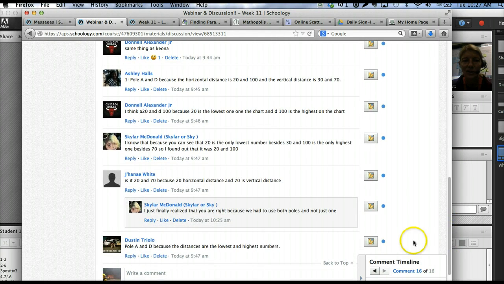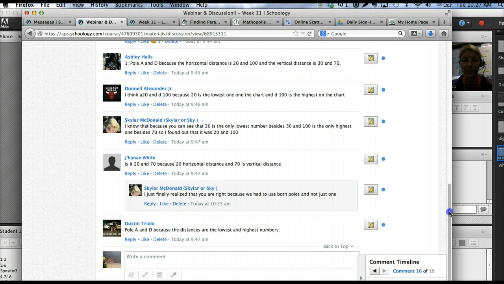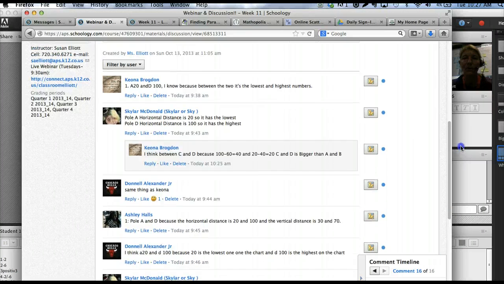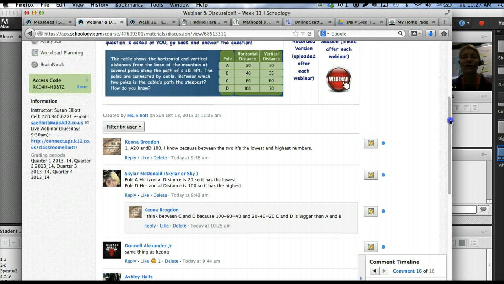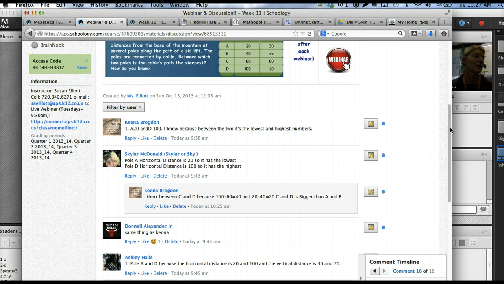So Skylar said, I just finally realized that you're right because we had to use both poles and not one. So Skylar, which two poles do you think is the steepest? Okay, so really the only person then, you guys, that has gone back in and told me between which two poles has been Kiona. Okay, so here's your homework assignment right now, because I'm going to let you off, and then we're going to talk about this next time. I want you guys to see or do what Kiona did.